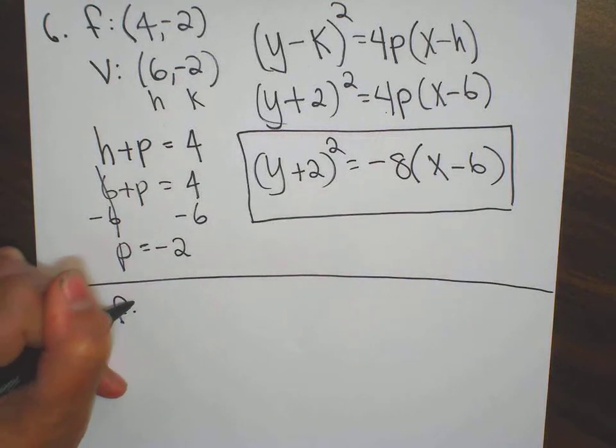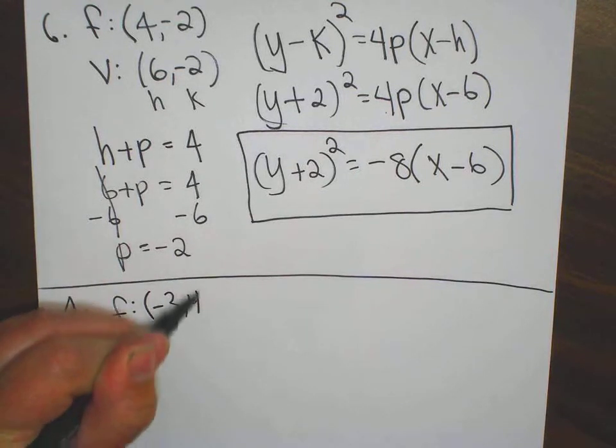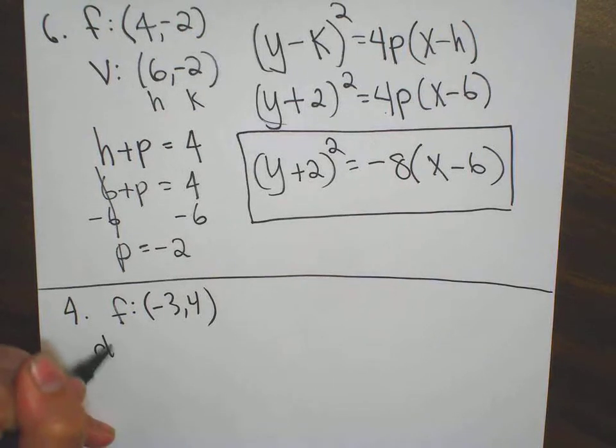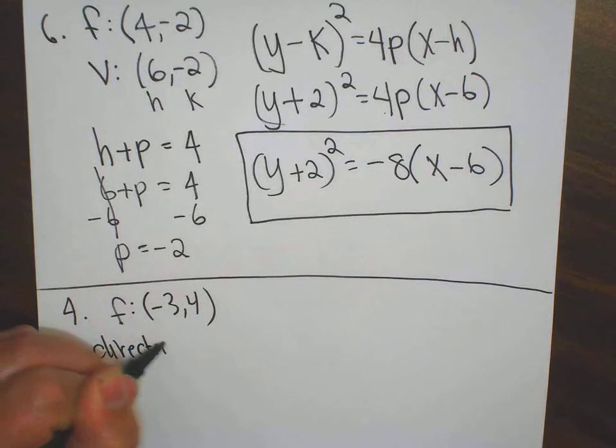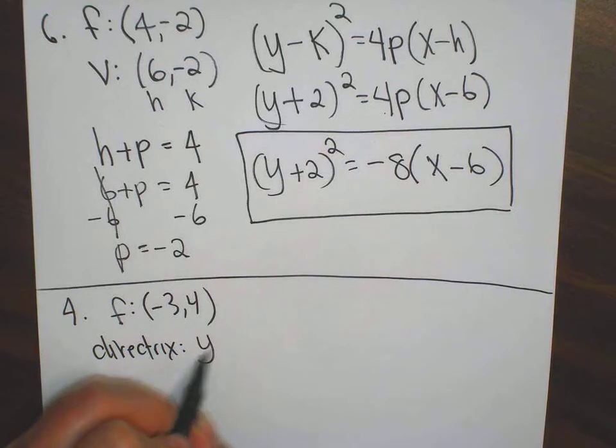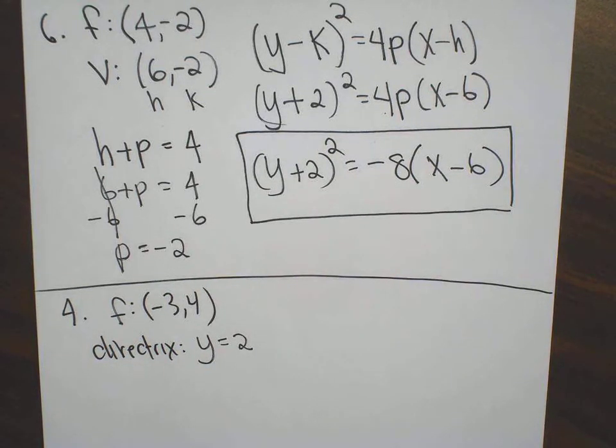So the focus is (-3, 4) and the directrix is y equals 2. So this time I have my focus and I have the directrix. Okay, so we have to decide, since we're creating the equation of the parabola, is this going to be an x dominant or is this going to be a y dominant? How do you know that this is x dominant?